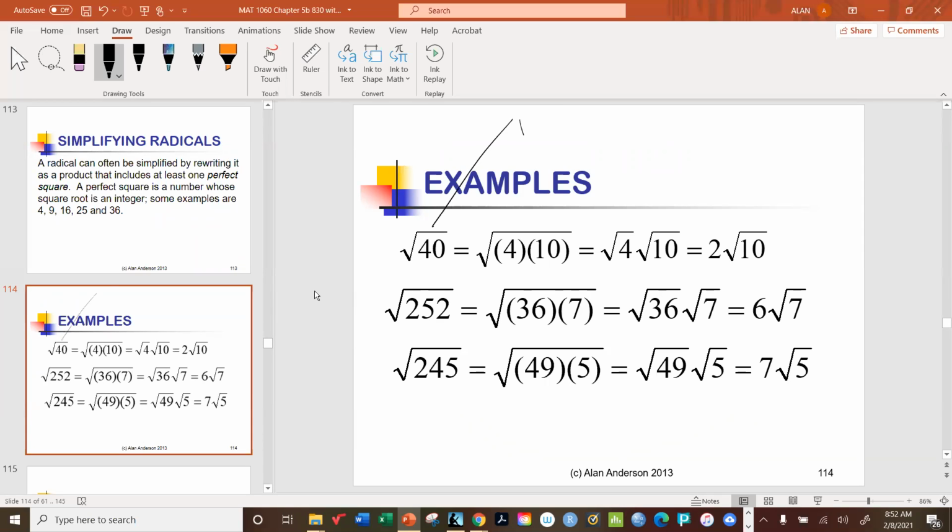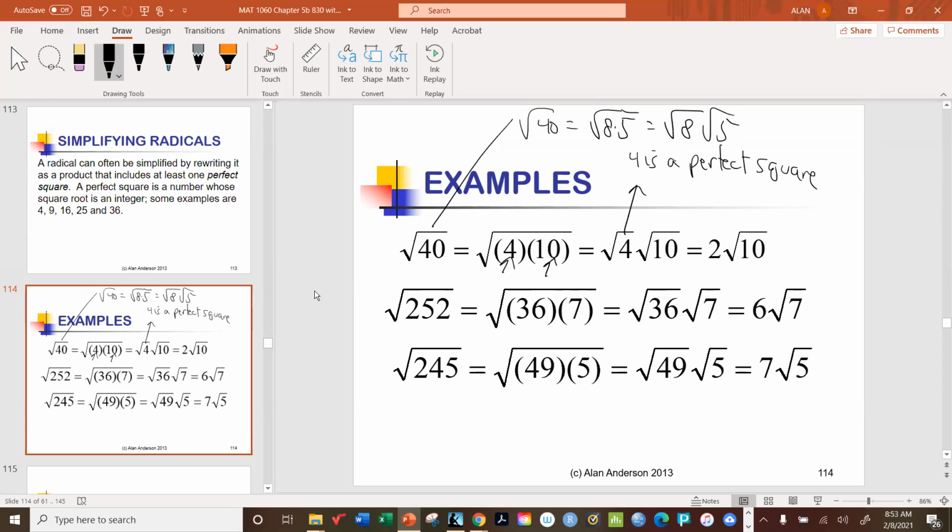Now, of course, radical 40 could be written as radical 8 times radical 5, but this doesn't really help because it's not simpler, is it? But what we can do instead is use 4 and 10, and the reason why we choose 4 and 10 is because 4 is a perfect square. Okay, and so therefore, look what happens to it. We end up with 2 radical 10, and so a mathematician would prefer this to this, because remember, one of the things we're trying to do is make sure that the radical is as small as possible. All right, 2 radical 10 would be preferred to radical 40.